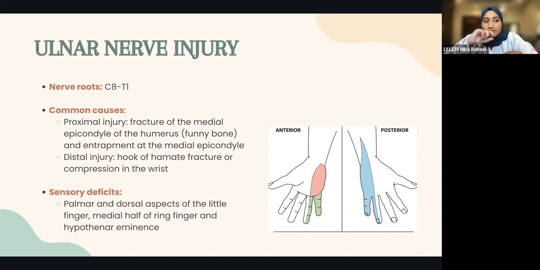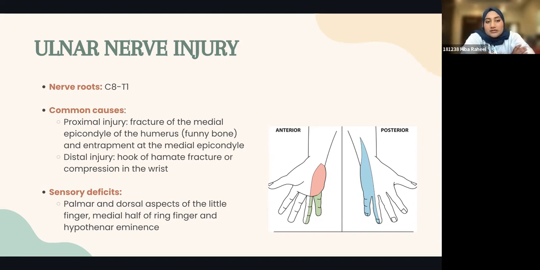The proximal injury, like I said, comes from underneath the elbow, correct? So any damage to the medial epicondyle or the funny bone, like any fracture when you bang the medial side of your elbow really hard against something, can definitely damage the ulnar nerve. Similar to the radial nerve, the ulnar nerve can also become entrapped beneath the medial epicondyle, just like radial tunnel syndrome, except we don't have an ulnar tunnel syndrome. It's not really called that. But yeah, again, it can become entrapped. So, trauma, fracture, and entrapment.